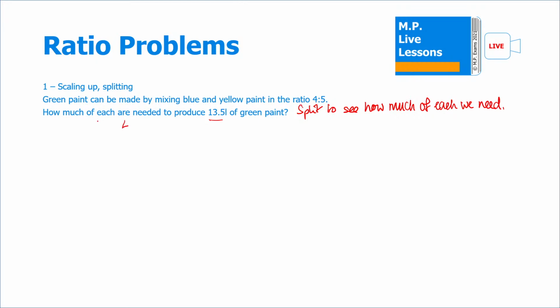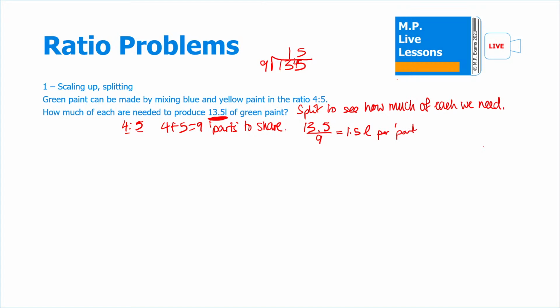So what we have is the ratio 4 to 5, and I like to call each bit in the ratio a part. So 4 plus 5 is 9, so there's 9 parts to share. Then what I do is I see how many litres of paint there are per part of green paint, since this is a total. And what we get is 1.5 litres per so-called part.